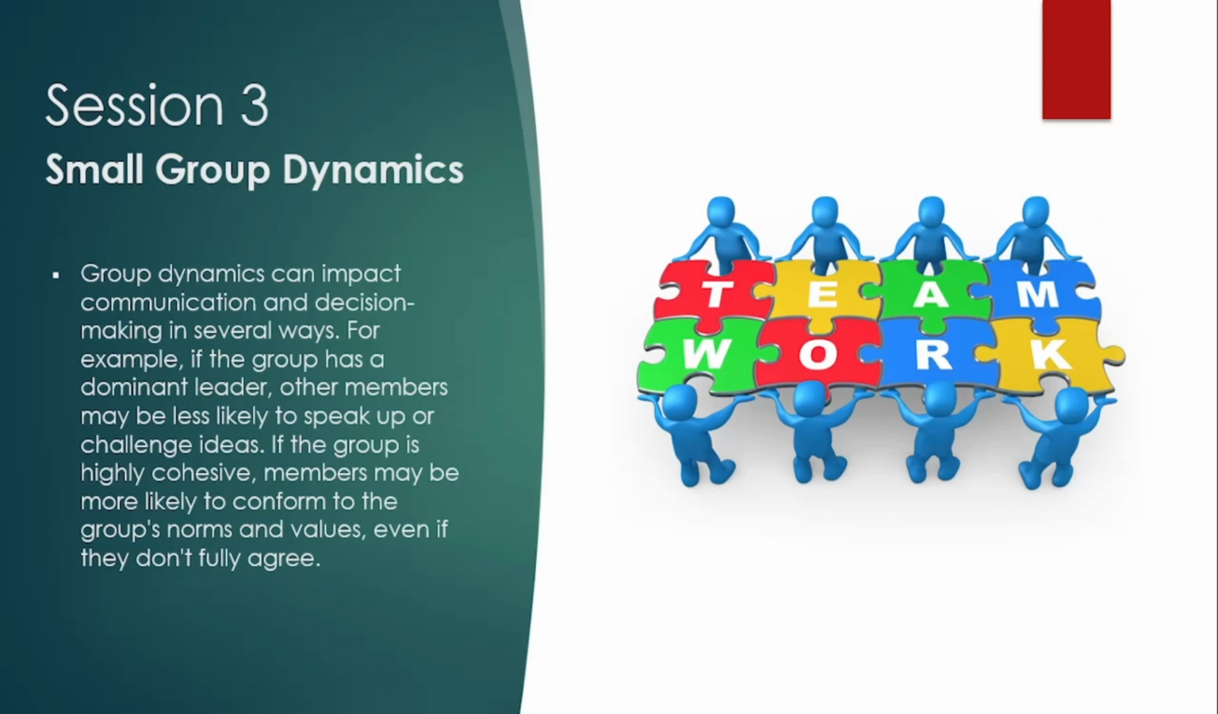Session 3 describes small group dynamics. Group dynamics can impact communication and decision-making in several ways. For example, if the group has a dominant leader, other members may be less likely to speak up or challenge ideas. If the group is highly cohesive, members may be more likely to conform to the group's norms and values, even if they don't fully agree.